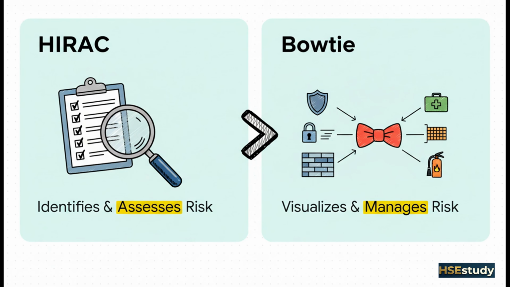Now, I know a lot of you out there live and breathe traditional risk assessments like HIRA, and you should. They're absolutely essential for identifying risks. But Bowtie takes it a strategic step further. It's not about replacing HIRA, it's about making it stronger. Here's the key difference. HIRA tells you that a risk exists. Bowtie shows you exactly how to manage it, visually.